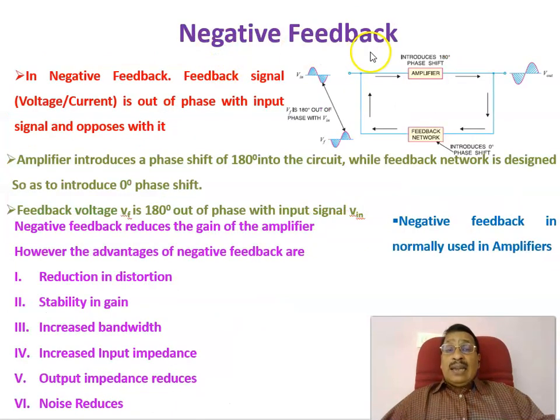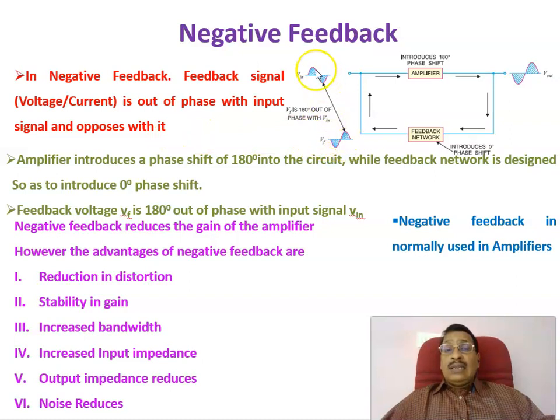Let us see the negative feedback amplifier. In the negative feedback amplifier, the block diagram is shown here, in which this is the amplifier and this is the feedback network. From the output, we are tapping either voltage or current, and that feedback signal is given to the input. In this case, it is subtracted from the input. In negative feedback, the feedback signal is subtracted from the input, and we can see the phase information: this phase is opposite to the input signal. Therefore, this is negative feedback, and in negative feedback, the feedback signal, either voltage or current, is out of phase with the input signal and opposes it.